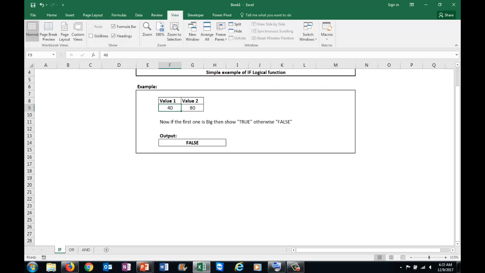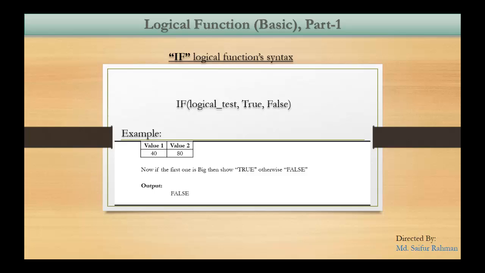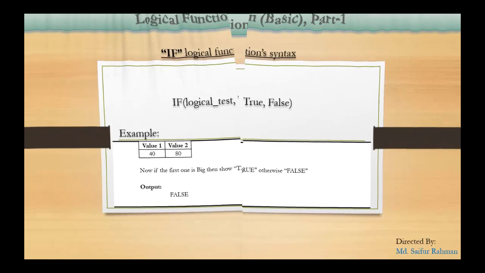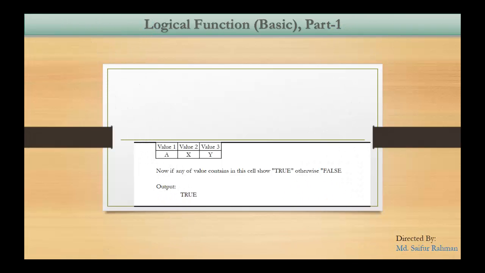Now write here 100 or 1000. Okay, then it returns true. So this is the very simple and basic IF logical function, and we know how it works. Okay, let's start our second logical function, that is OR.